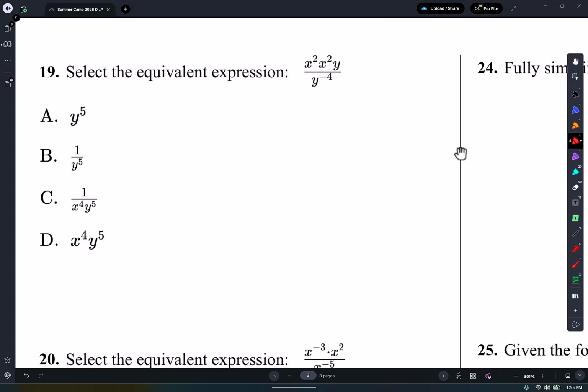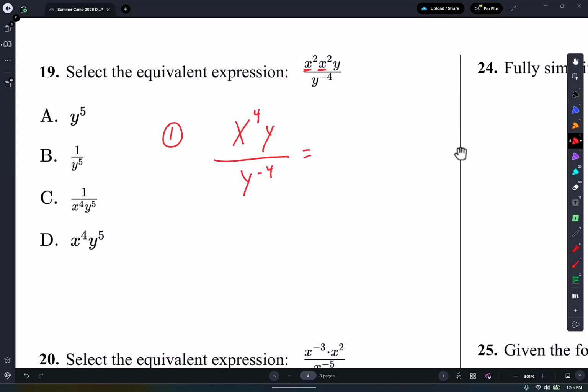All right. Here we go. So it says select the equivalent expression. So you see x squared times x squared. That's going to be x to the 4th. And I'm going to leave that y alone, and I'm going to write y over y to the -4. Now I'm going to do this 2 different ways. Here's way number 1. That's a 4 there. Just looks a little funny. Method number 1.